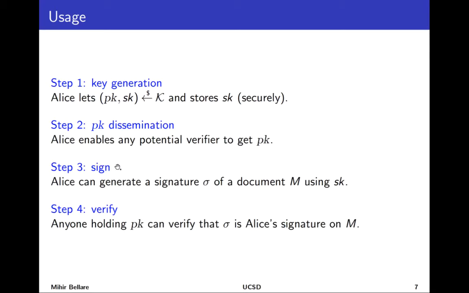Once all this is done, Alice can start signing. She uses now the signing algorithm of the scheme to generate signatures on documents of her choice with her secret key. And if those documents and the signature reach anyone, Bob holding the public key, they can verify the signature.